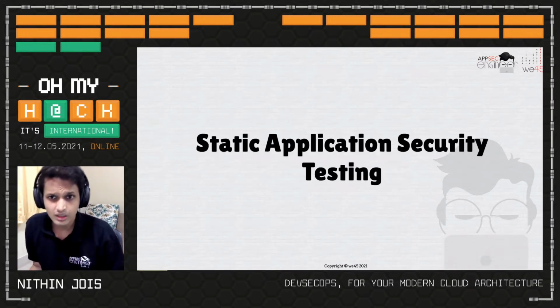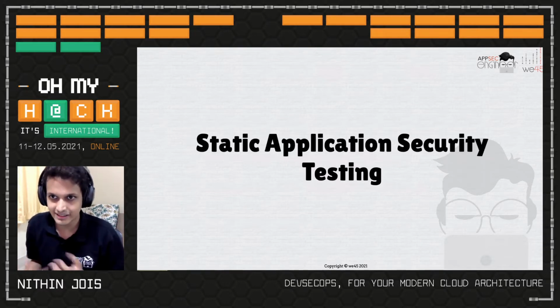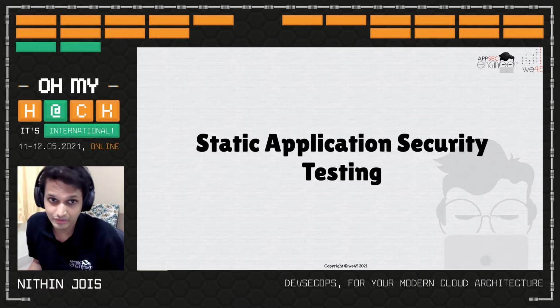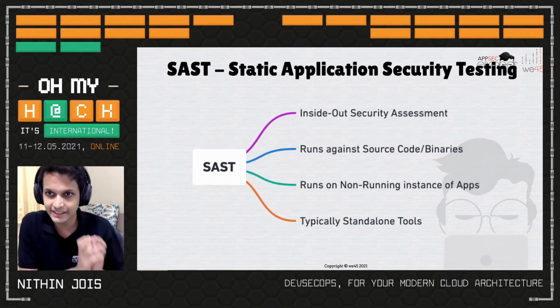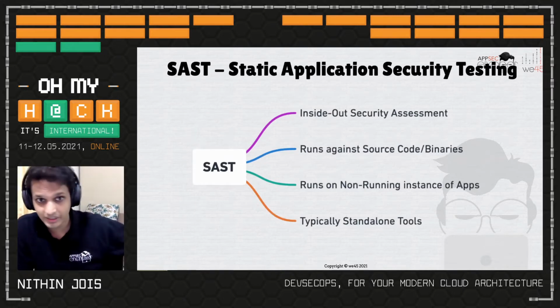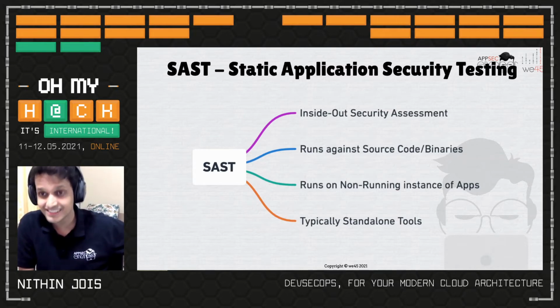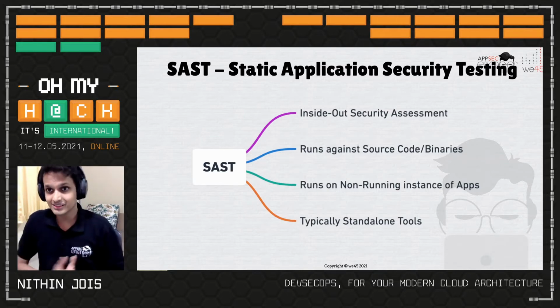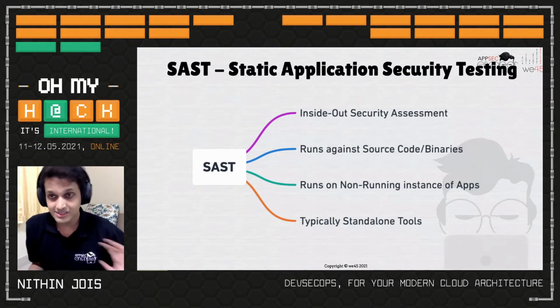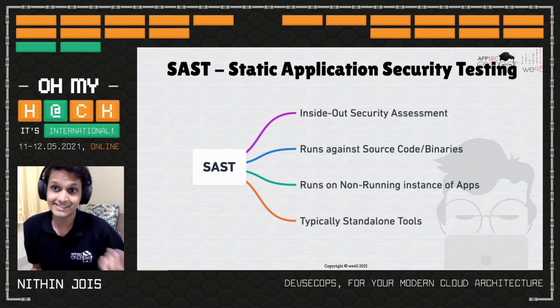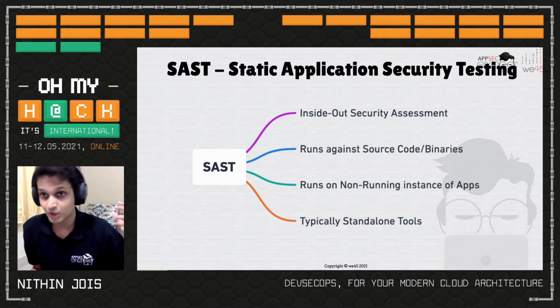So when it comes to tooling, let's quickly talk about SAST, SCA, and DAST, and let's start looking into implementing these in an automated fashion, right? So when it comes to static application security testing, these are typically going to be inside-out security assessments, right? So they're going to be looking at your source code or your binaries. And one of the advantages of this is it's going to be running against a non-running instance of your application. So this is something that you can run before you actually deploy your application into production.